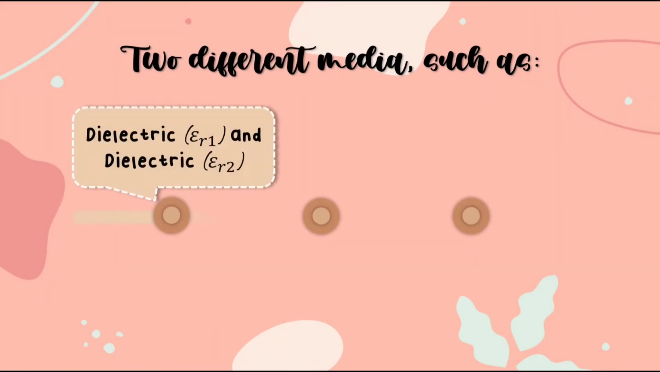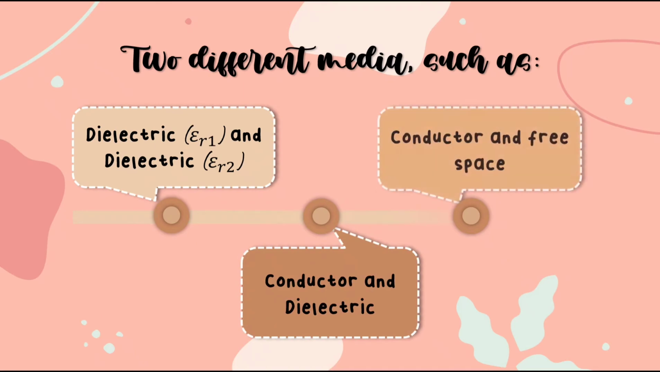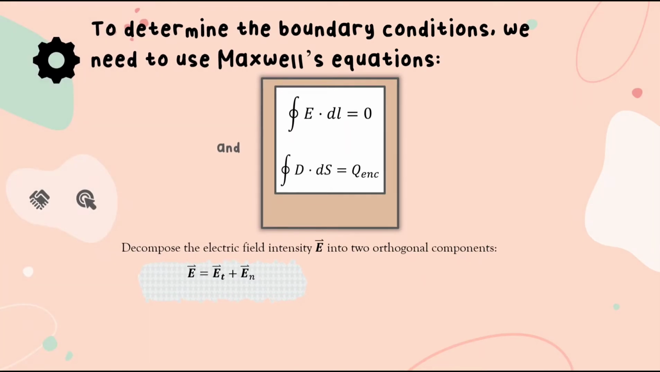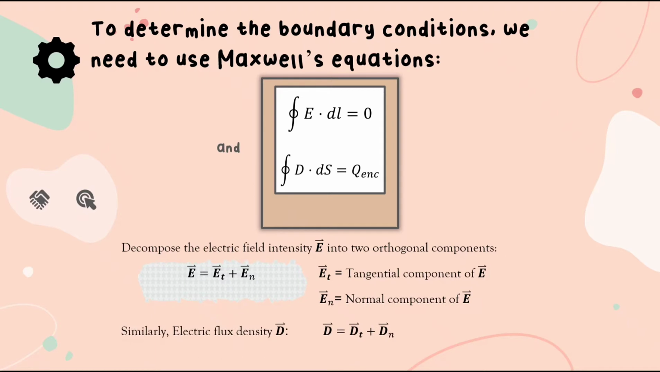Two different media such as dielectric and dielectric, conductor and dielectric, and conductor and free space. To determine the boundary conditions, we need to use the Maxwell equations. Then, we decompose the electric field intensity E into two orthogonal components, which is tangential component of E and normal component of E. Similarly, electric flux density D also divided into tangential and normal components as well.